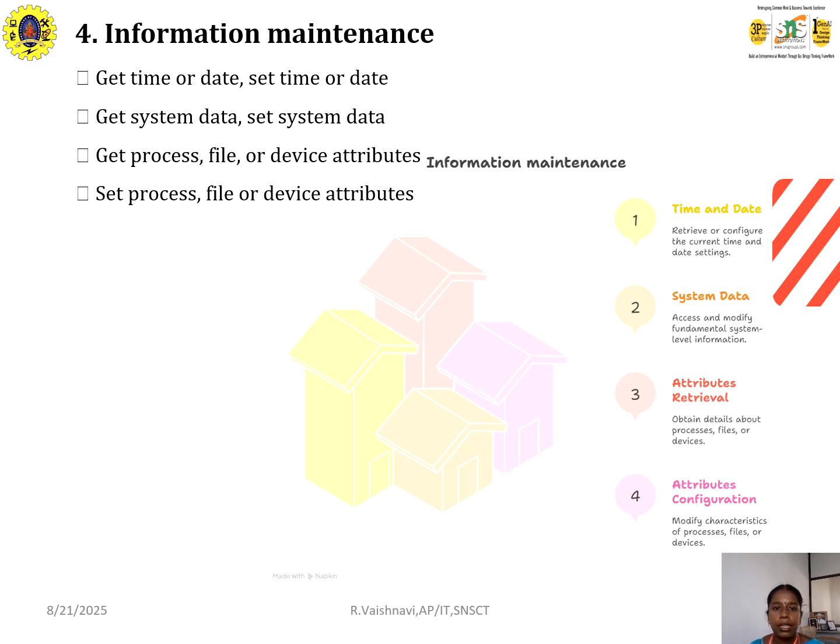Next, the fourth one will be the information maintenance. Here we have time and date, system data, and attributes retrieval. These come under the information maintenance. In the first one, time and date, we retrieve or configure the current time and date settings. Then the second one, system data, where we can access and modify the fundamental system-level information. Third one will be the attributes retrieval. Here we can obtain the details about the process, files, or the devices.